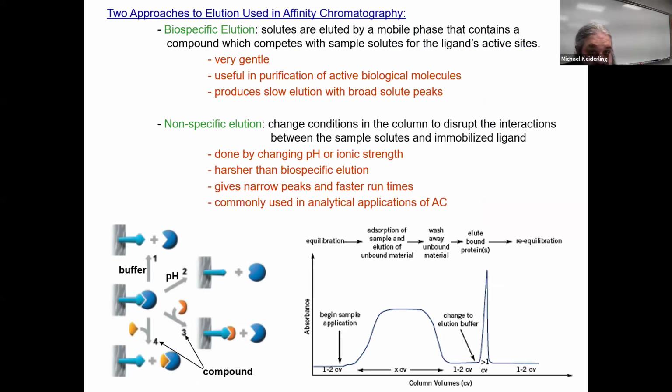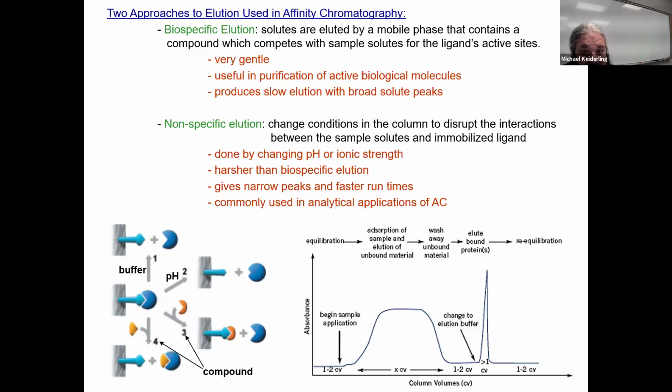So biospecific elution is where solutes are eluted by a mobile phase that contains a compound which competes with sample solutes for the ligand's active sites. This is very gentle. It's useful in the purification of active biological molecules. It produces a slow elution with broad solute peaks.